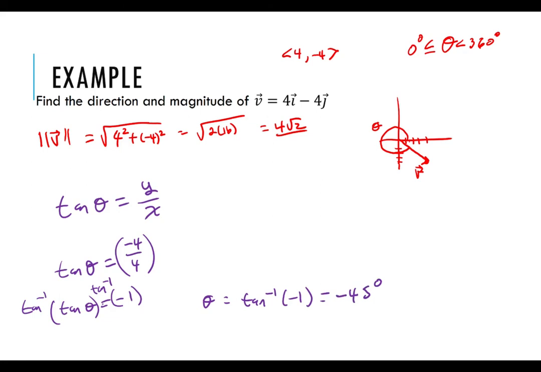But that's not the answer I want. What I just found was this angle. And so since this is a negative 45 degree angle, I need to find theta. Well, that's just going to be 360 degrees minus 45 degrees, which is 315 degrees. And so that is the theta, that is the direction, with a magnitude of 4 root 2.